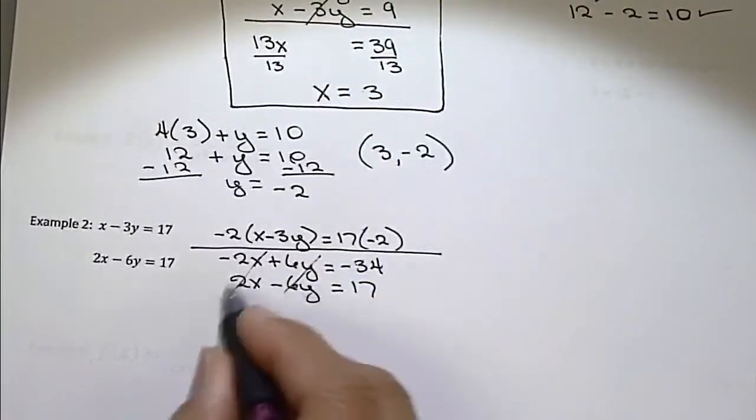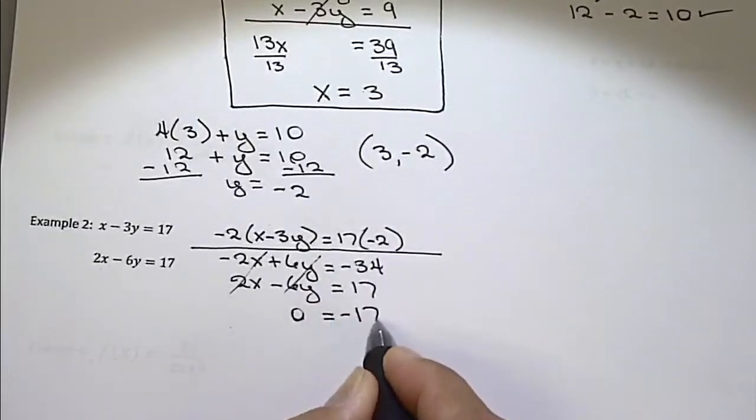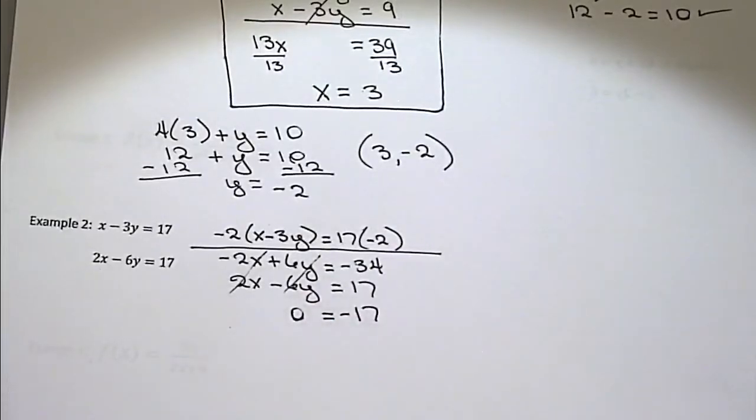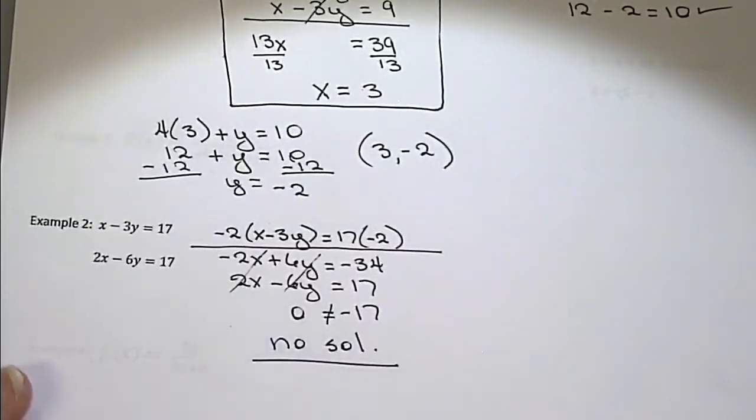What do I have over here? Well, 0. And I add these two terms, I get a negative 17. Ask yourself, is 0 ever equal to a negative 17? No. There is no solution to this set of linear equations. In other words, these must be parallel lines. Okay, let's go on that premise. These must be parallel lines.